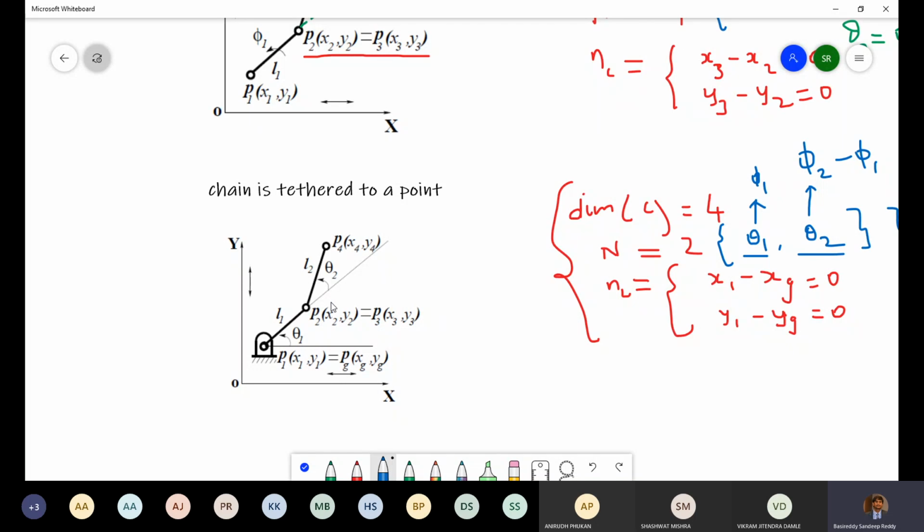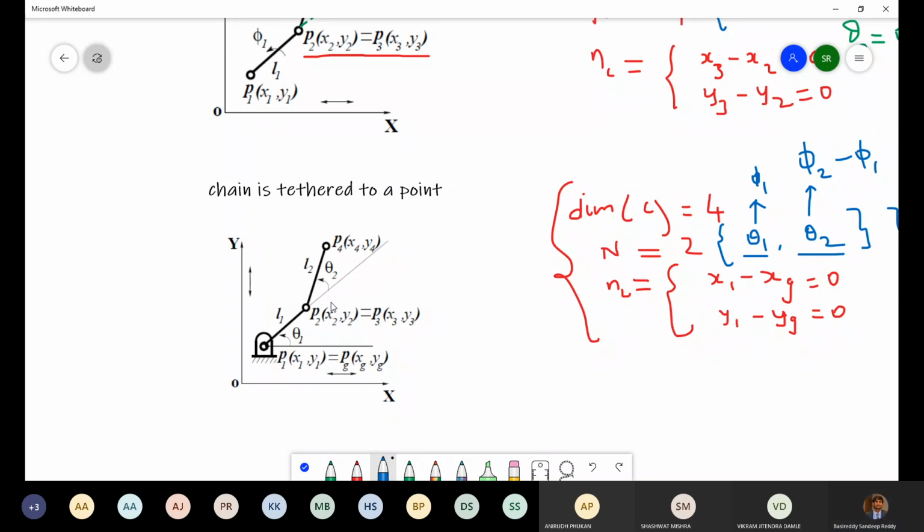Now it should be pretty obvious by now why this way of representing through joint angles is a bit more convenient than using Cartesian coordinates. If you want to use Cartesian coordinates, you'll have to deal with many constraint equations. Suppose in this figure I try and use Cartesian coordinates. I have to write x1, y1, x2, y2, perhaps even x3, y3, and certainly x4, y4. And then I have to write about 6 constraint equations to get 2 degrees of freedom.